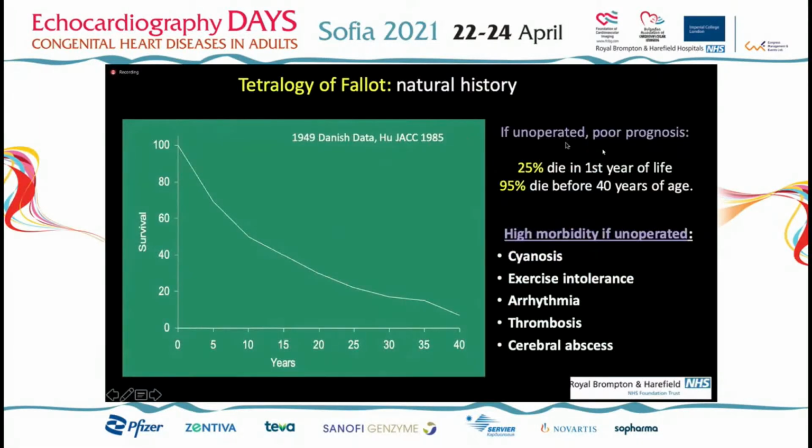And what is the natural history of tetralogy of Fallot? Unoperated Fallot carries a very poor prognosis. Approximately 25% of patients die within the first year of life, and approximately 95% of them, meaning almost all, will be dead by approximately 40 years of age. This happens because chronic cyanosis has a lot of comorbidity and carries ischemia, arrhythmias, exercise intolerance, and also a risk of thrombosis, cerebral abscess and paradoxical emboli through the unrepaired ventricular septal defect.